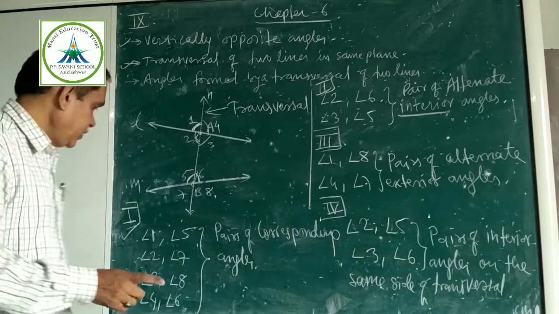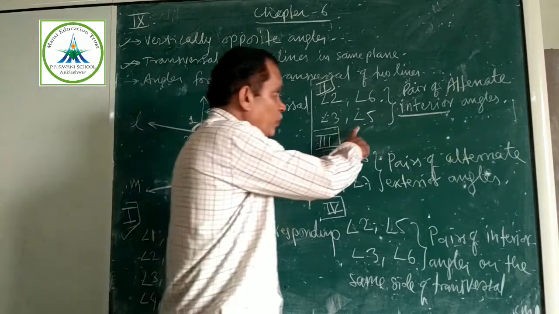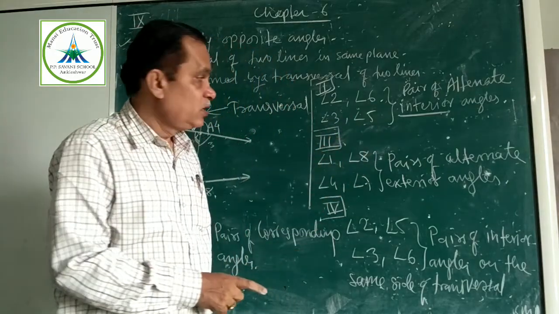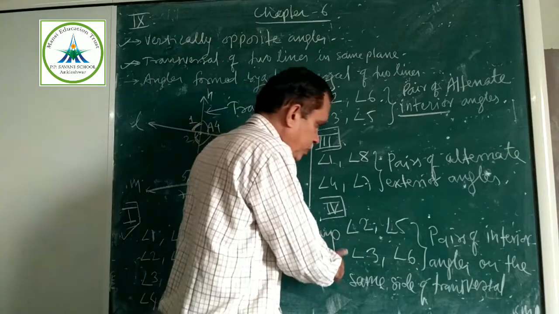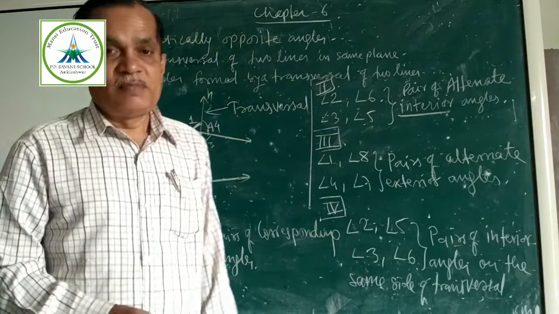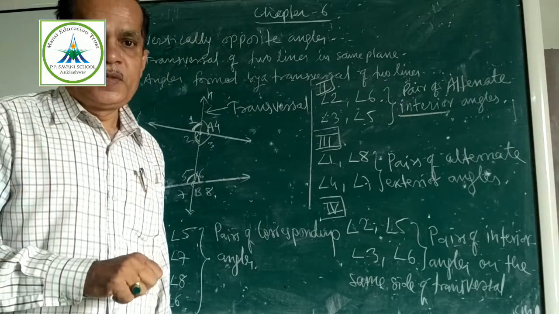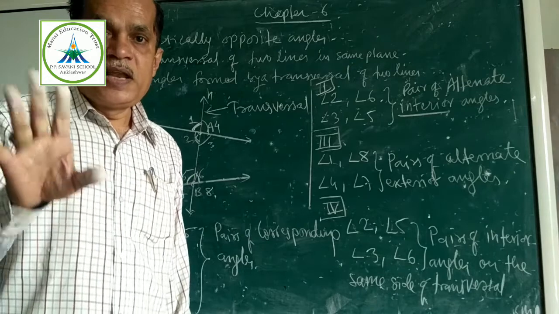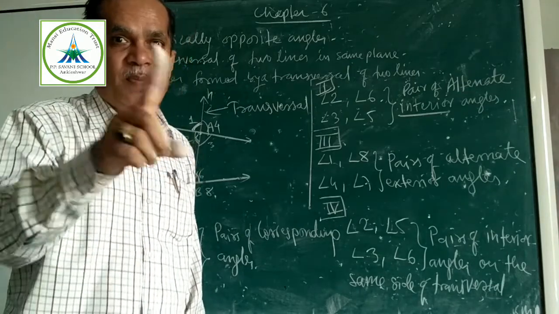Okay, remember it. Now see here, 4 pairs of corresponding angles, 2 pairs of alternate interior angles, 2 pairs of alternate exterior angles, 2 pairs of interior angles on the same side. The number of pairs you must remember. If not prepared, then you will start counting. You will waste time and you will not be able to complete the paper.